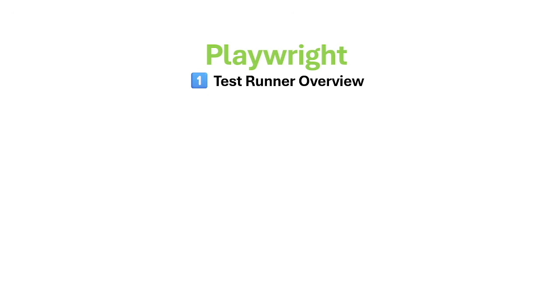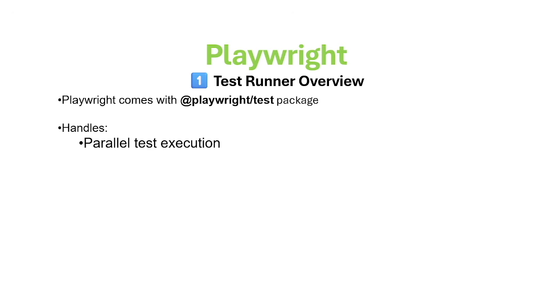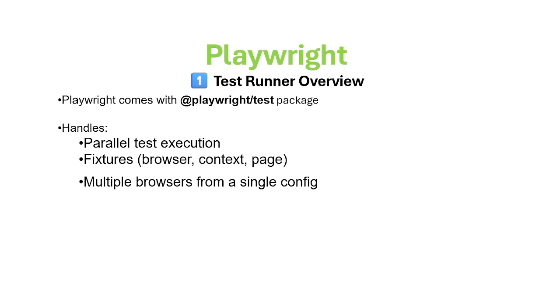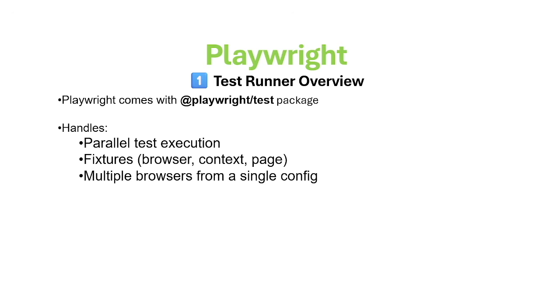Playwright test runner overview. Playwright comes with a Playwright test package. It handles parallel test execution. Fixtures: browser, context, page. Multiple browsers from a single config. Rich reports: list, HTML, JSON.